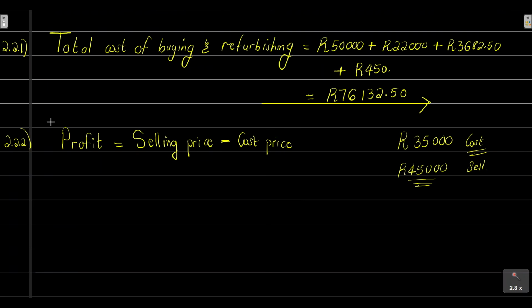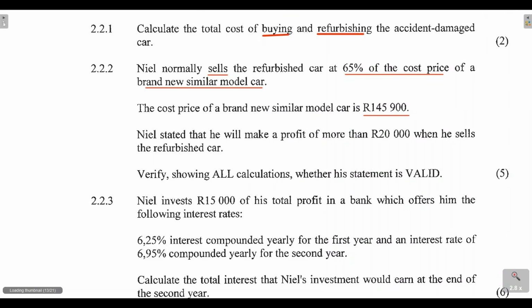So this is the equation that we have to have at the back of our heads when we are approaching this problem. This is our starting point. Once we have this, we can build from there to help us answer the question. What other information are we told? We're told that he sells, so this sentence tells us about the selling price. It tells us that he sells the refurbished car at 65% of the cost price of a brand new similar model. Let's just write that down.